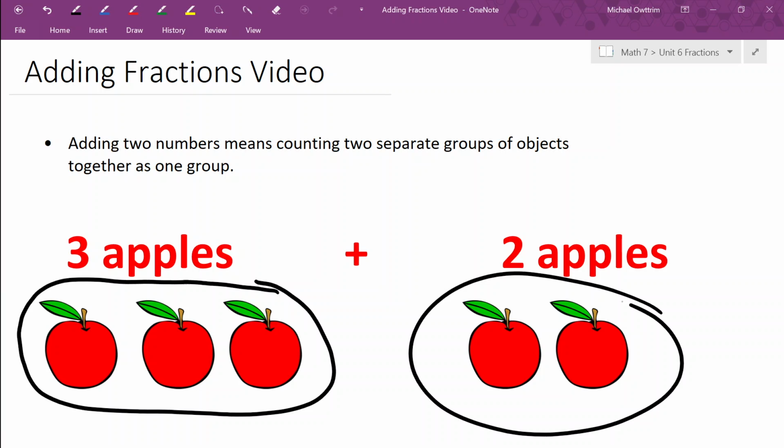Hello class, today we're going to talk about adding fractions, and we're going to start back with the basics from elementary school. So what does it mean to add?